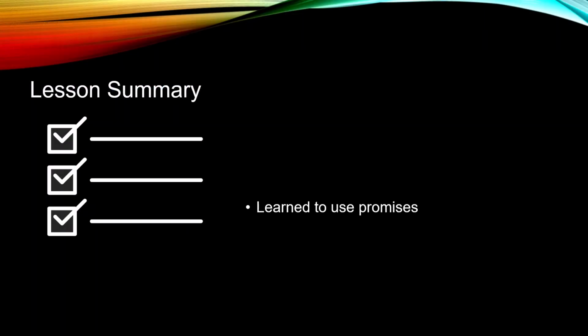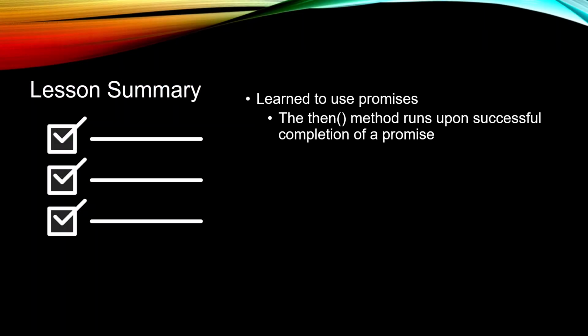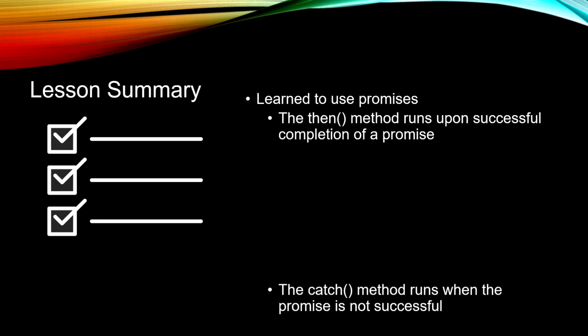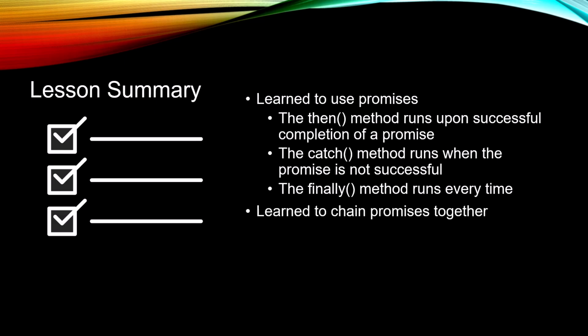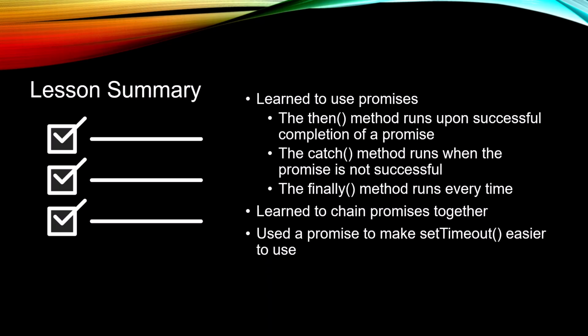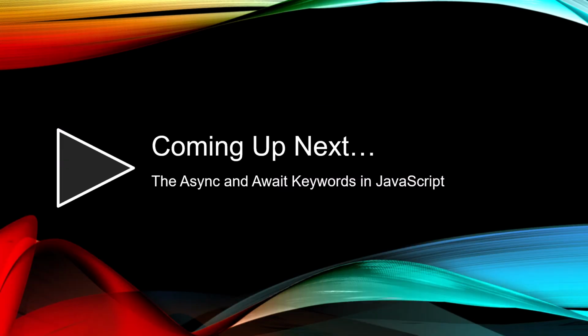In this lesson, we learned to use promises. We used the then method that runs upon successful completion of a promise. We use the catch method that runs when the promise is not successful. And the finally method runs every single time. We also learned to chain promises together, and we used a promise to make setTimeout easier to use. Coming up next, the async and await keywords in JavaScript.